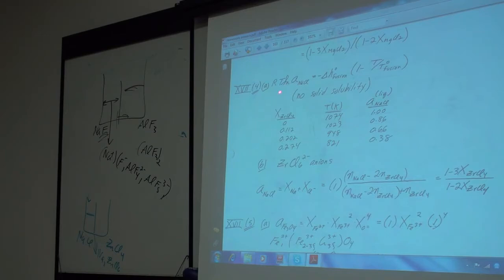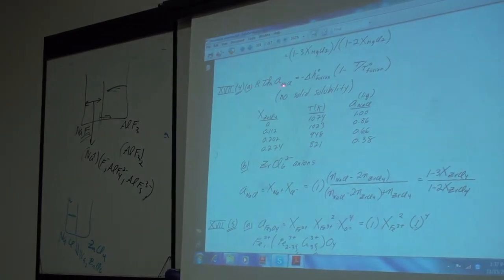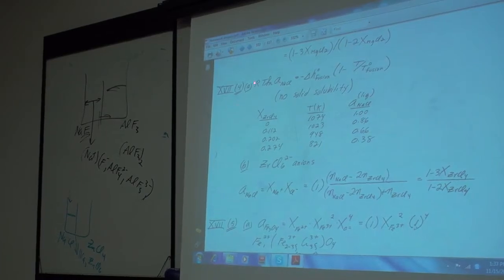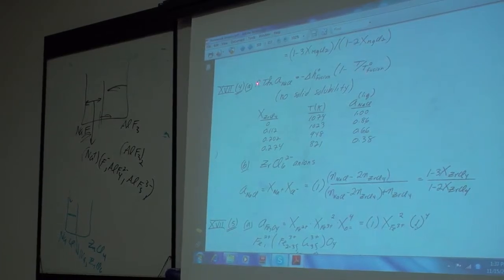Okay, so RT ln activity of sodium chloride. This is just your liquidus equation when you have no solid solution, one we used a long time ago. RT ln activity of sodium chloride is the heat of fusion of sodium chloride times the temperature term over T of fusion. So along the liquidus line, just from my standard equation, I can calculate the activity of sodium chloride. This is the experimental liquidus composition, experimental temperature, and this is the activity of sodium chloride as you're going along the liquidus. So how do we explain this?